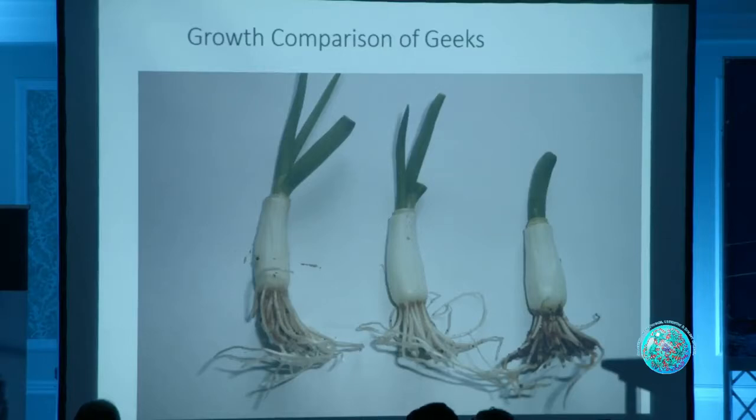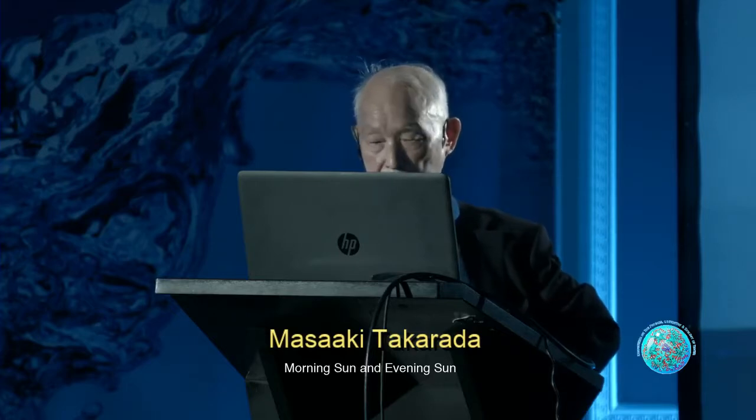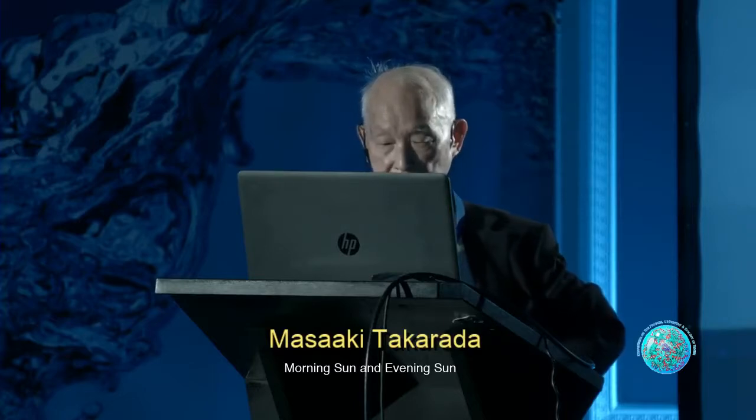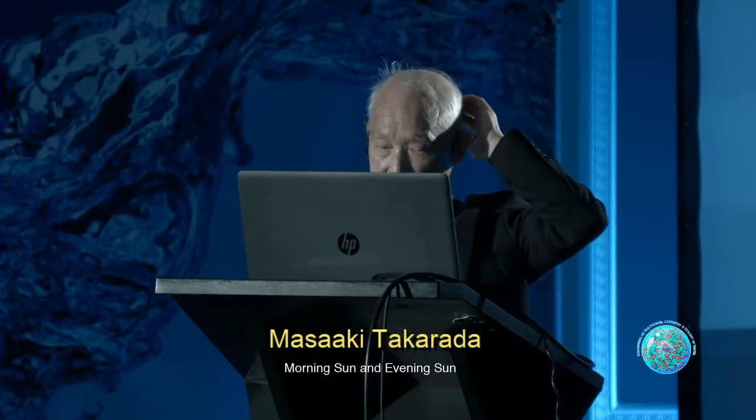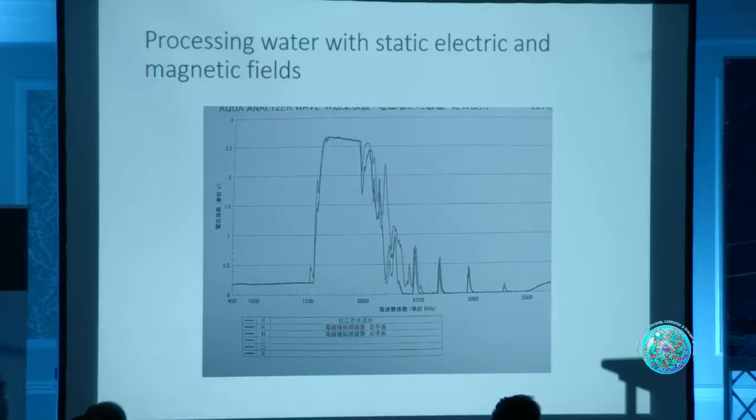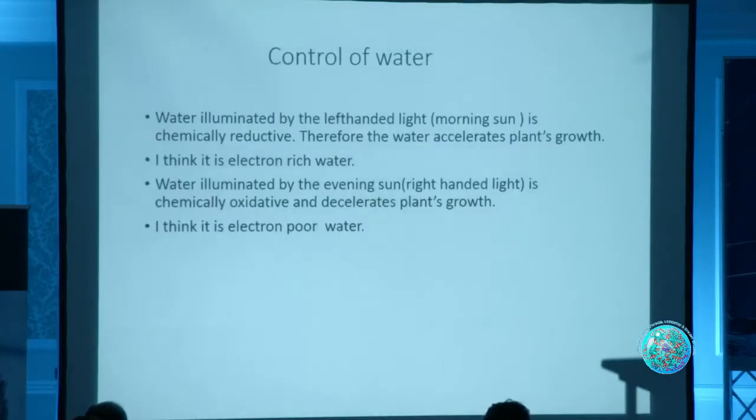The spectral profile on your right side is written in Japanese, but I explained that water passing through the electrostatic electromagnetic field gets energy or loses energy according to the direction of the rotation. If the rotation direction is right-handed, it gets energy from the electric and magnetic field. So I think I am able to control the quality of the water by processing with right-handed light or a right-handed field.